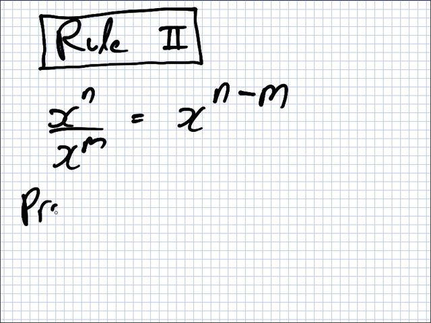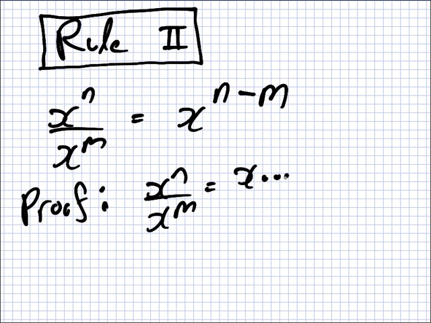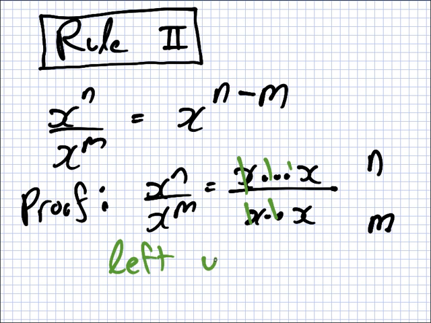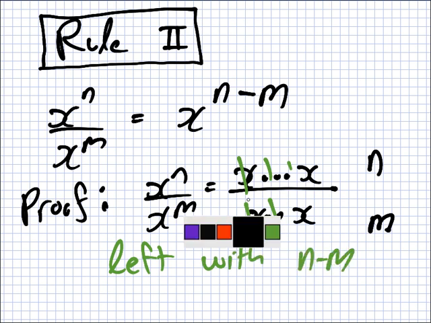And I think you can see where the proof would be. x^n over x^m equals x's on the top and x's on the bottom. Now, how many on the top do you have? n. And how many on the bottom do you have? m. But what happens here is they can cancel. So you're left with n minus m, the difference, which is equal to x^(n minus m).